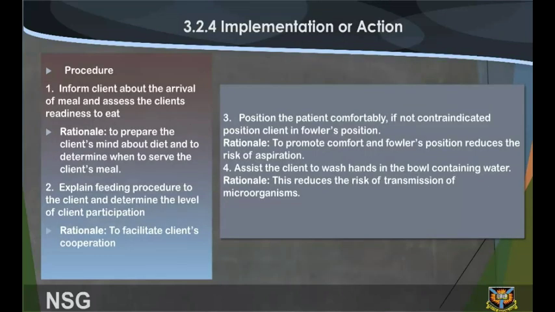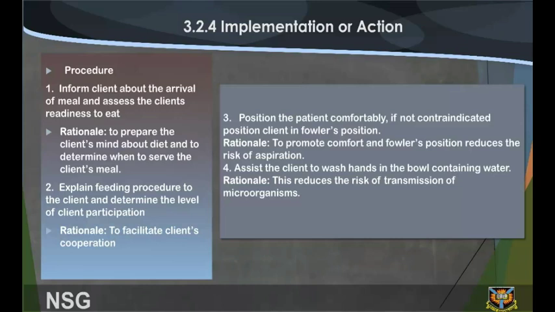Implementation or action. Procedure. 1. Inform clients about the arrival of the meal and assess the client's readiness to eat, to prepare the client's mind about the diet and to determine when to serve the client's meal. 2. Explain the feeding procedure to the client and determine the level of client participation to facilitate client cooperation. 3. Position the patient comfortably. If not contraindicated, position the client in Fowler's position, to promote comfort, as Fowler's position reduces the risk of aspiration.